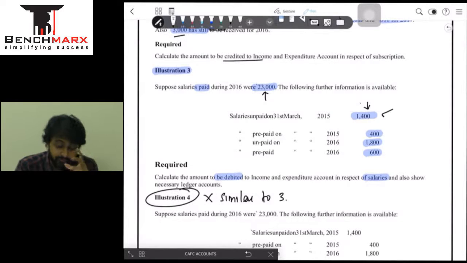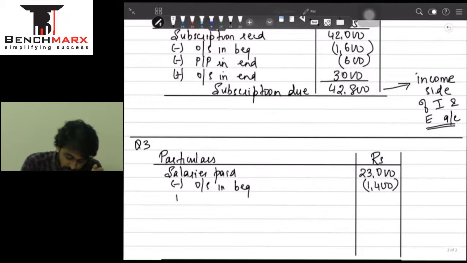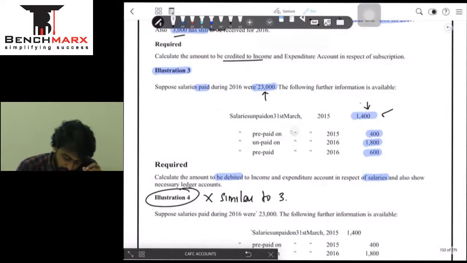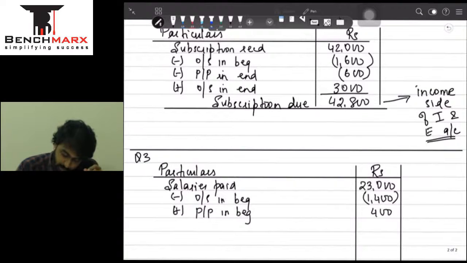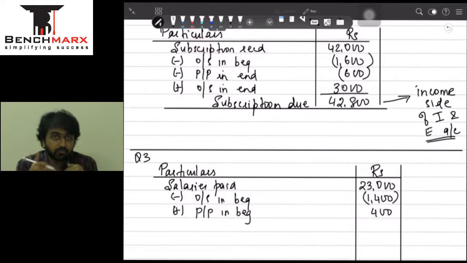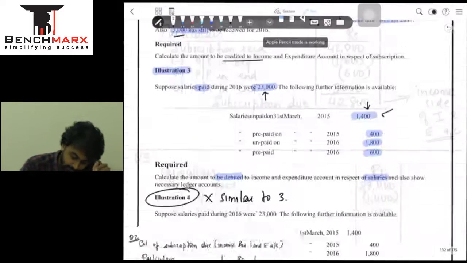Then prepaid on 15, matlab some salaries were paid in the last year, but they pertain to current year. So does that mean it is current year's expense? The answer is yes, because it pertains to current year. But then they have been paid last year, which means it is not a part of 23,000. But my job is to find the expense. So I will add prepaid in the beginning. Amount appears to be 400. Iska logic ye hai that it pertains to current year, then it should be a part of payments, but then it has been paid last year, so it is not a part of payments. My job is to find the expense and not just the payment. So include that in the expense account. So add it in 23,000. Theek hai, ye bhi apna ho gaya.